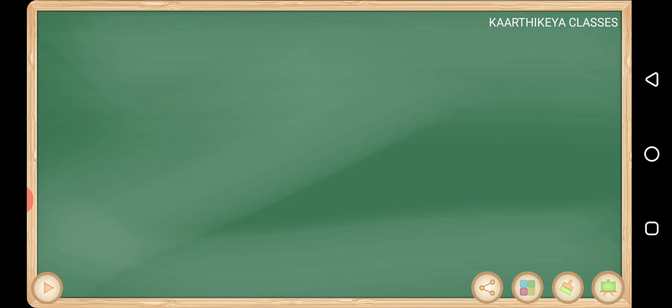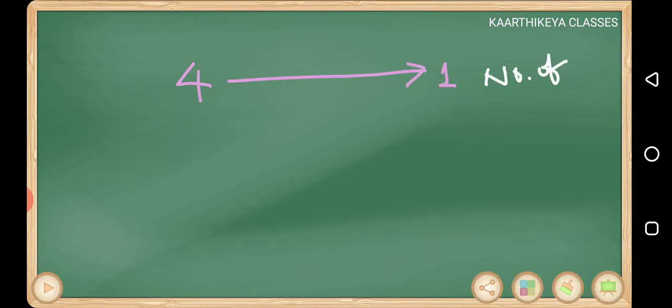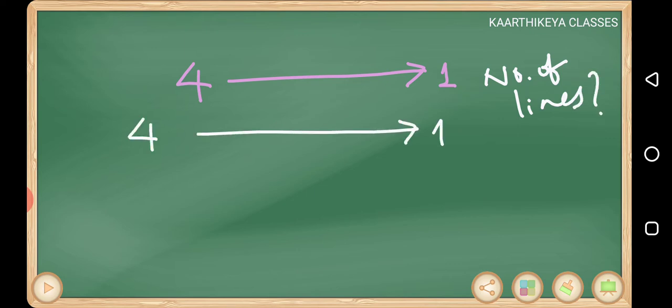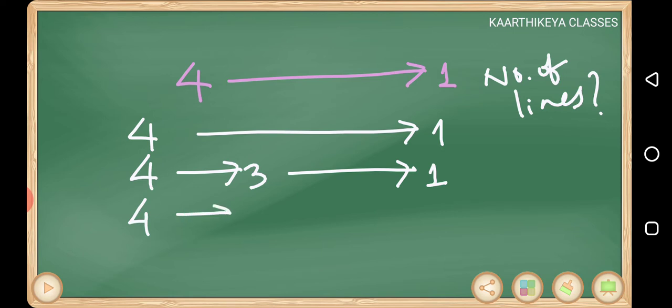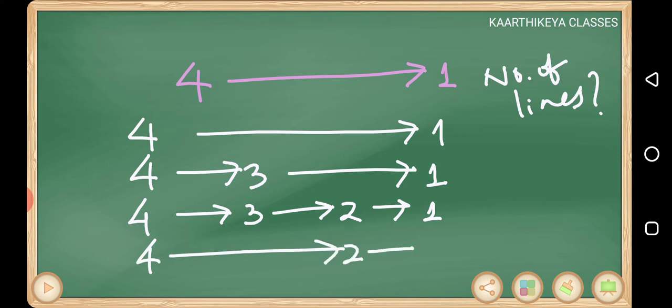How many lines are possible? For example, if the electron is falling from 4 to 1, how many lines are there? Simple, you see, from 4 it can come directly to 1. Otherwise 4 to 3, 3 to 1 it can come. Otherwise 4 to 3, 3 to 2, 2 to 1 it can come. Or directly it can come from 4 to 2, then 2 to 1. All such kinds of possibilities are there.